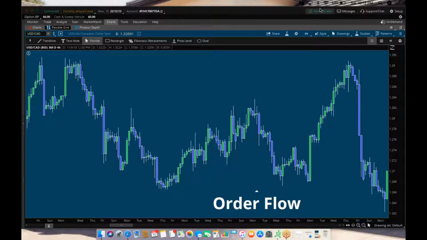Okay, so this is going to be part two of the applying information video, and we're going to focus pretty much on order flow and how that goes with supply and demand, because order flow really creates that supply and demand zone. So buying order flow is demand, and selling order flow is supply.